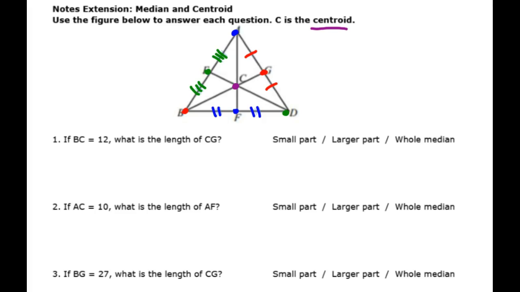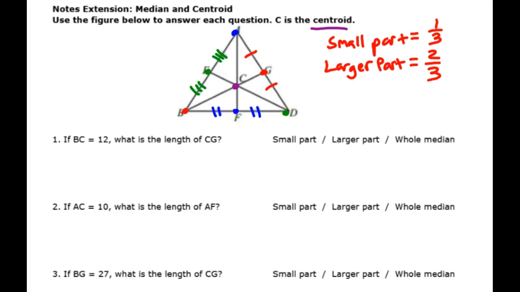We talked about the fractions. Off to the side here, I'm just going to make a note. Okay, the small part of the median is supposed to be 1/3 of the whole. The larger part of the median is supposed to be 2/3 of the whole median. And obviously the whole median is the small and the larger part added together. Okay? So, let's look at number 1.